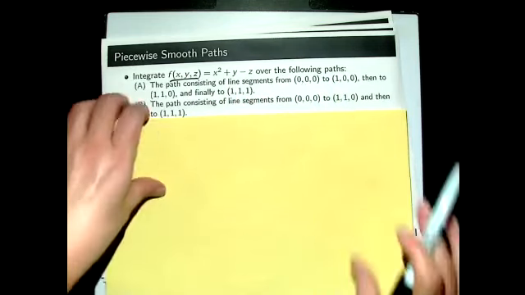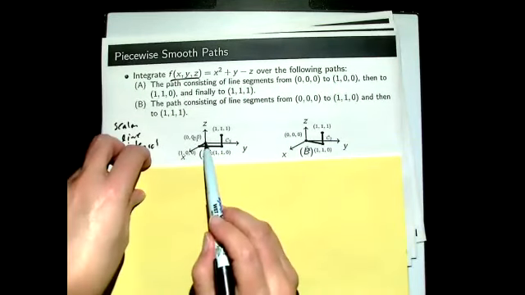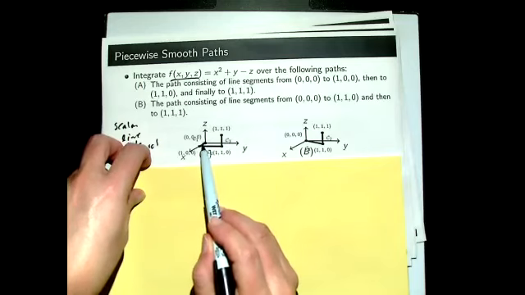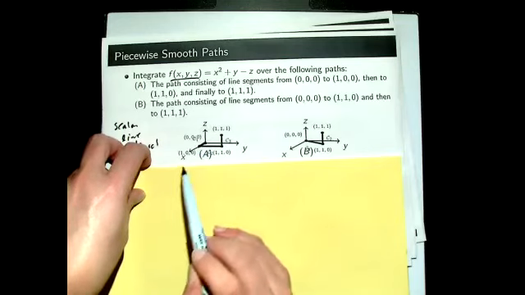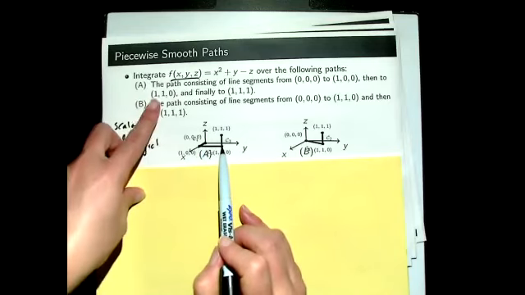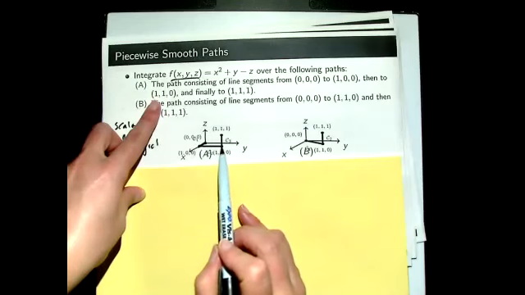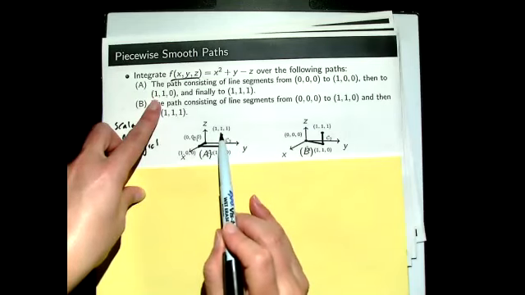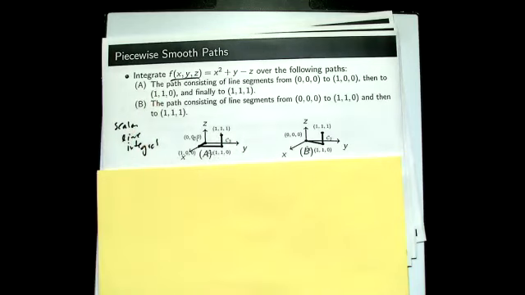Look, it tells me one path goes from 0, 0, 0 to 1, 0, 0. Then from 1, 0, 0 it goes to 1, 1, 0. Then it goes to 1, 1, 1. So there are 3 smooth paths, and the connection between them is not smooth. It just has a corner. So I have to solve 3 of them simultaneously.